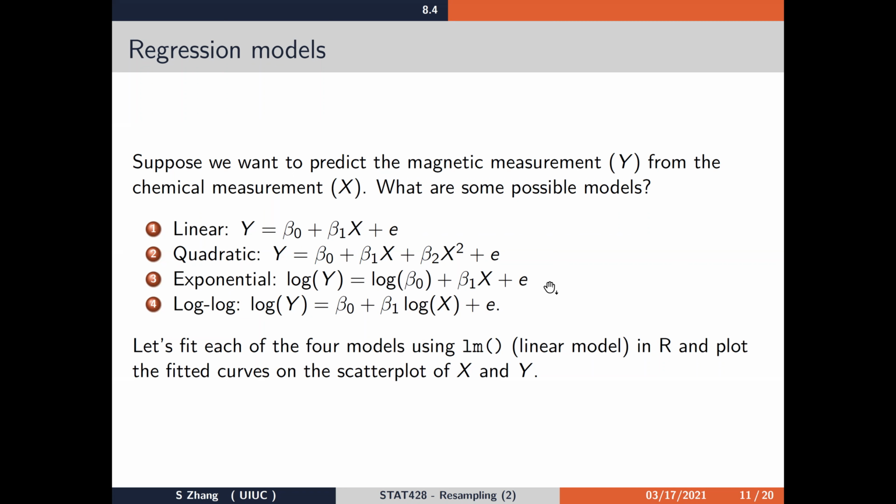The fourth possibility is we transform both our y and our x. In this case, log of y is given by beta 0 plus beta 1 times log of x plus e. These models can be fitted using the R function lm, which stands for linear model. We're going to fit each of these 4 models using lm in R and plot the fitted curves on the scatter plots of x and y.